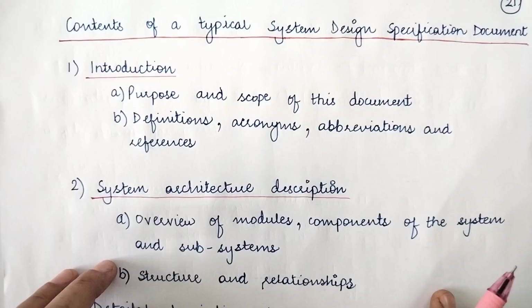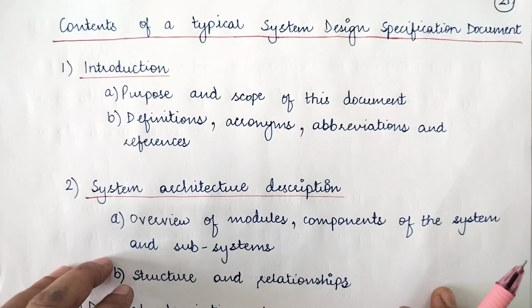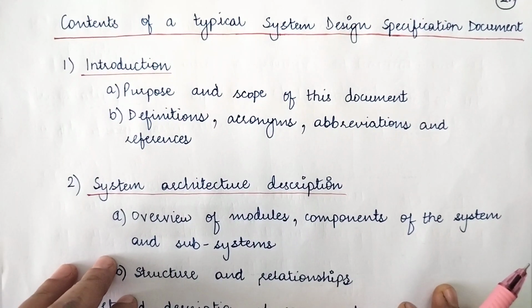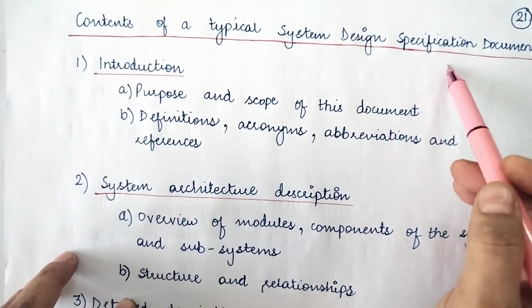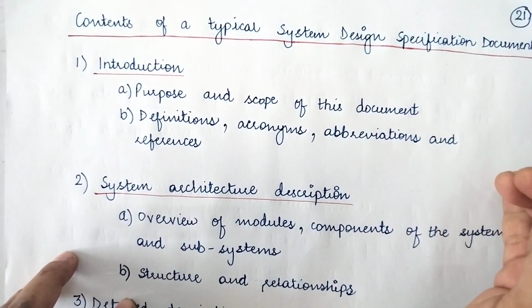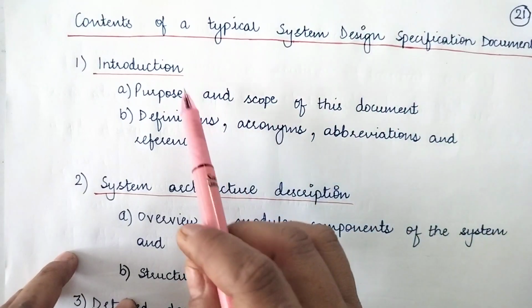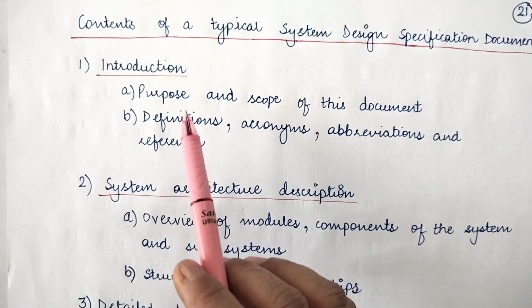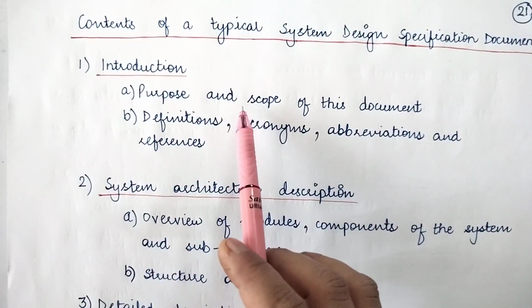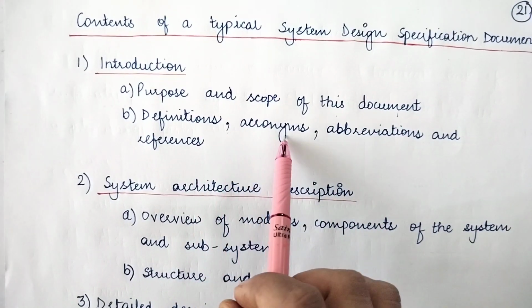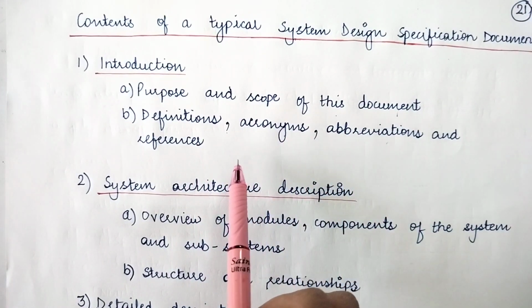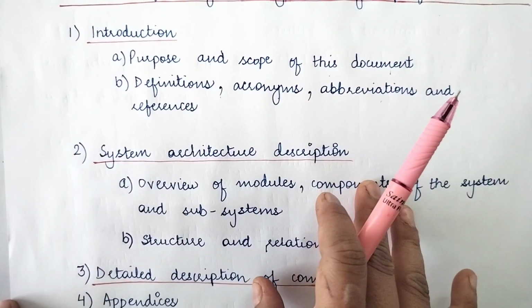Now, we have seen all the tools that are used to design a system design specification. Now, let us look at the contents of a typical system design specification document. How a typical system design specification document looks like. It will consist of the introduction part. Introduction part basically tells you what the purpose and scope of this document is, what are the various definitions and acronyms, and what are the abbreviations and references used in this particular document.